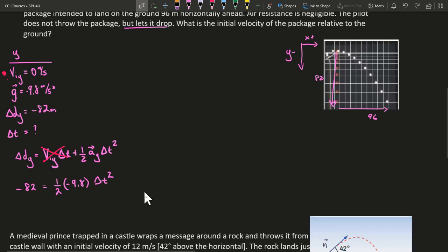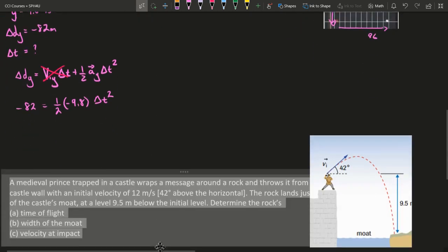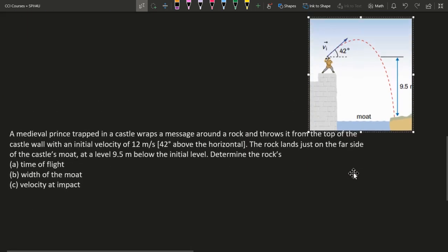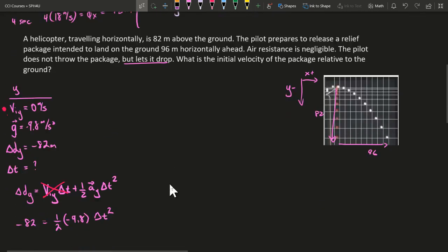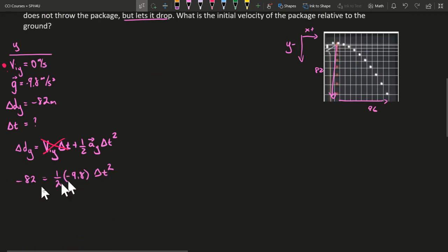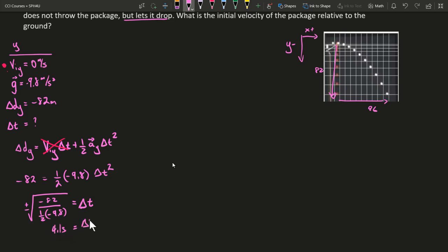Solving for delta t, I'm going to move this over and then square root it. So therefore, my time is going to be plus or minus the square root of negative 82 divided by half of negative 9.8, which is equal to 4.1 seconds. So effectively what we've discovered here is it takes about 4 seconds for this thing to fall to the ground.